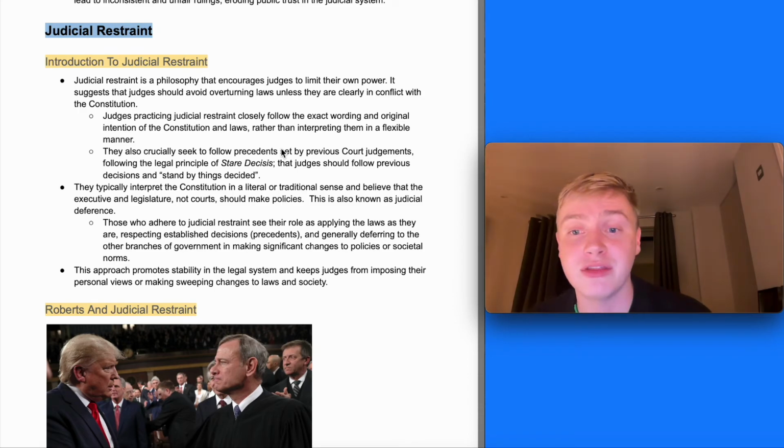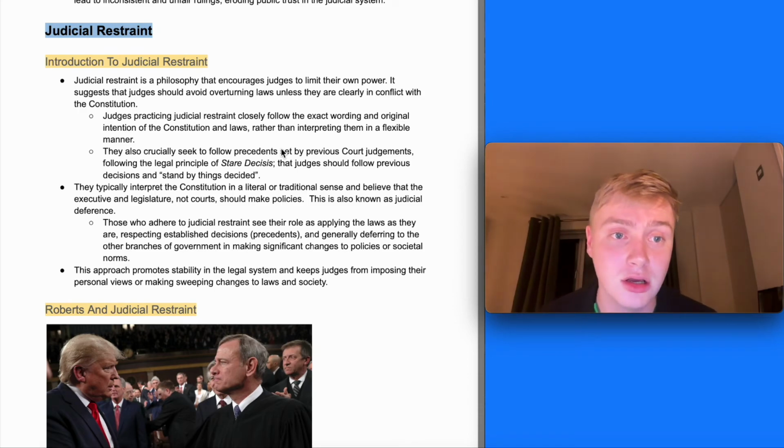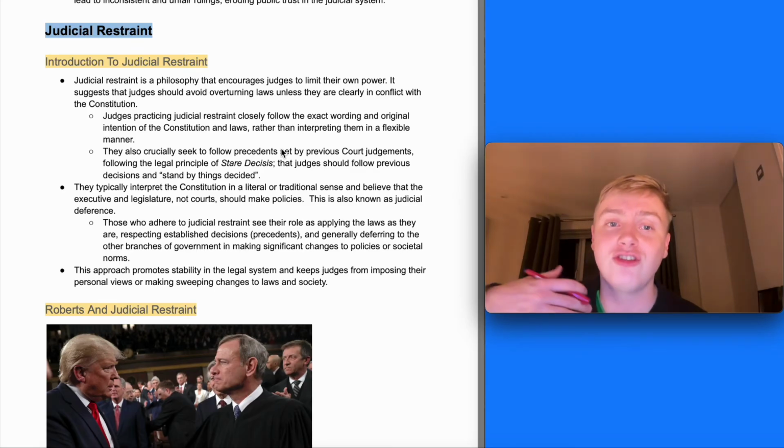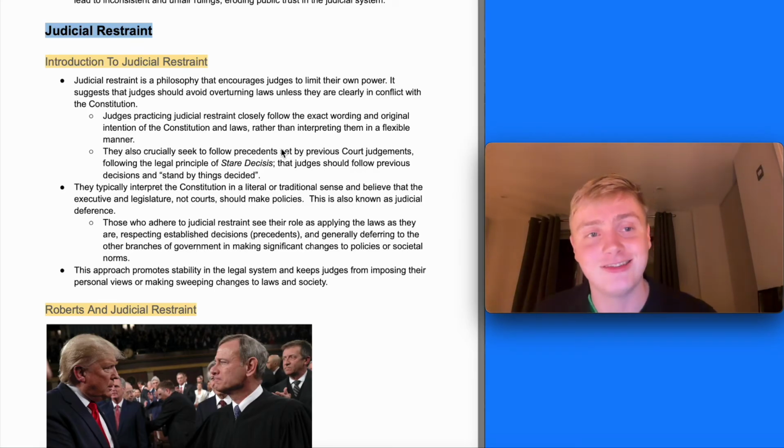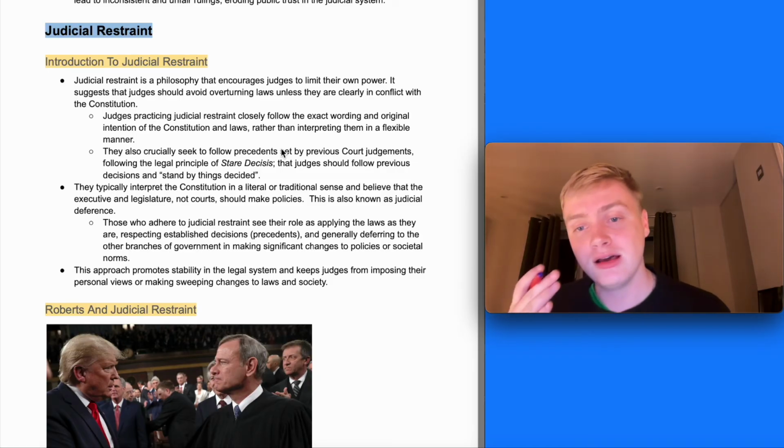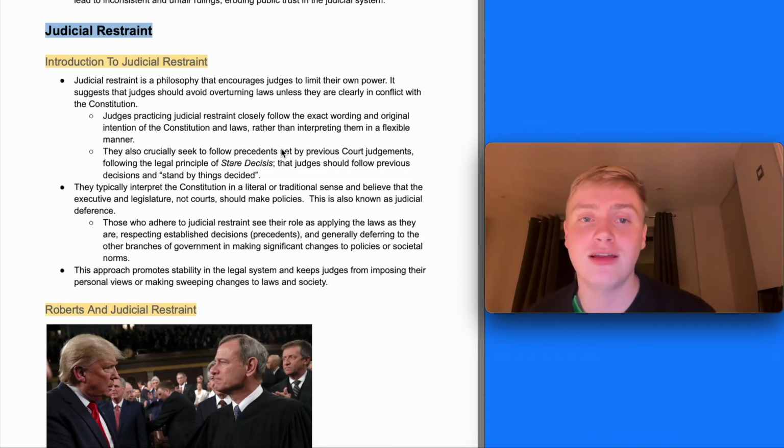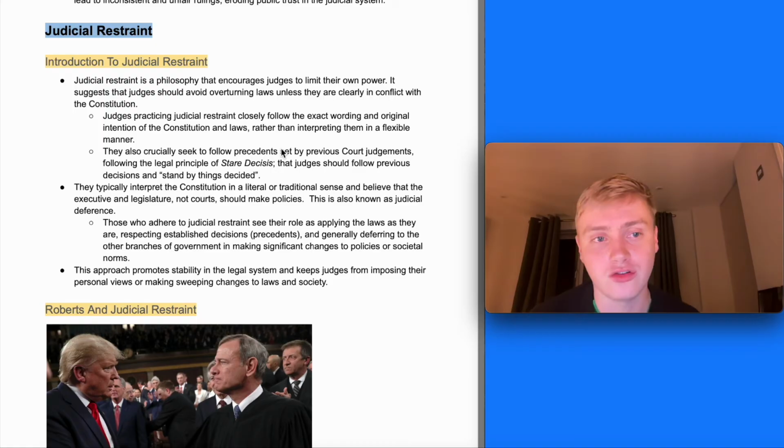What we're going to have a look at now in the final part of the video is judicial restraint, which is a philosophy that encourages judges to limit their own power and suggests that judges should avoid overturning laws or actions by the legislature or the executive unless they're in clear conflict with the Constitution. And they should instead closely follow the exact wording of the Constitution and its original intention rather than interpreting them in a flexible manner and letting their personal political beliefs come into it.